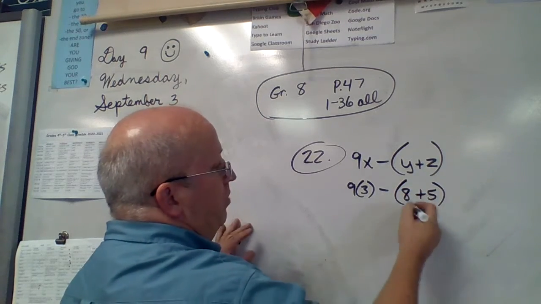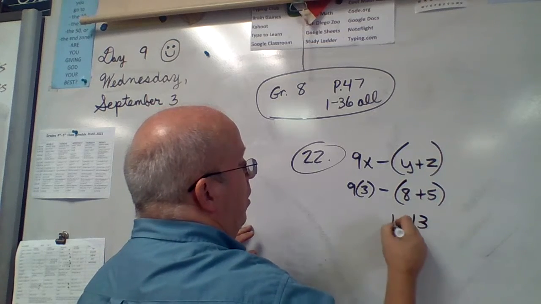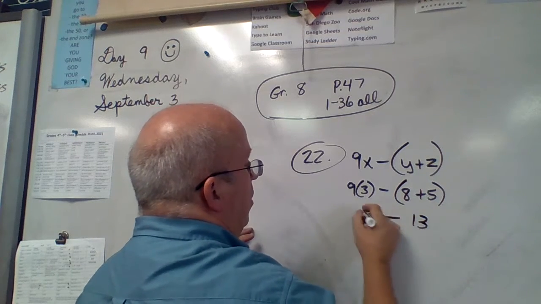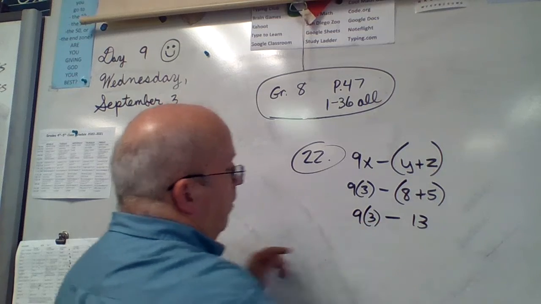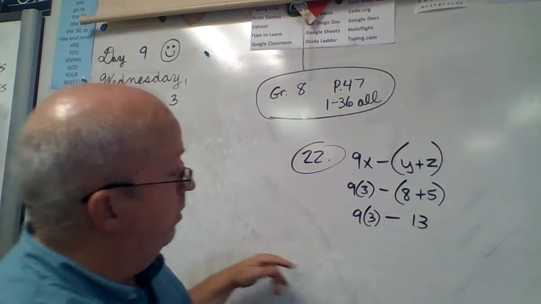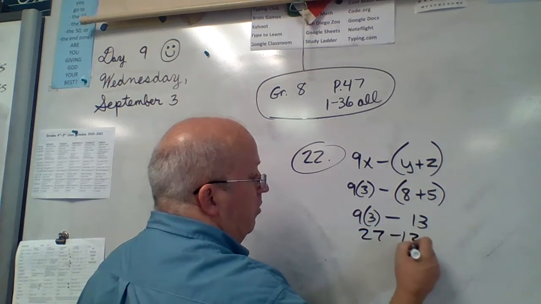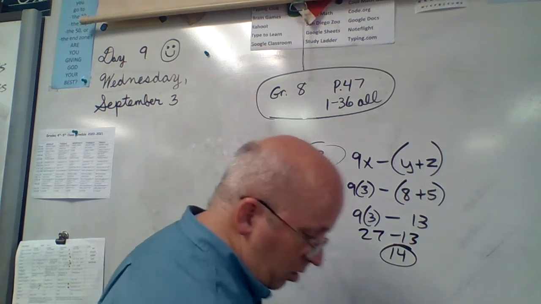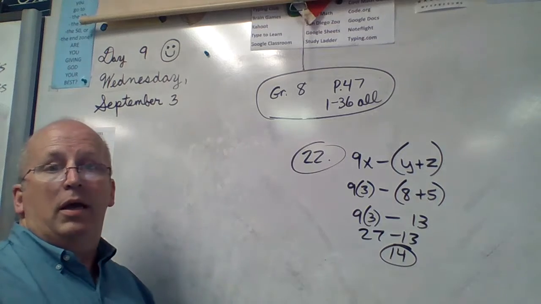Okay, got to solve the parenthesis first. 13. Am I going to do the multiplication next or the subtraction next? I'm going to do the multiplication. 27 minus 13 is 14. Done. There's my answer.